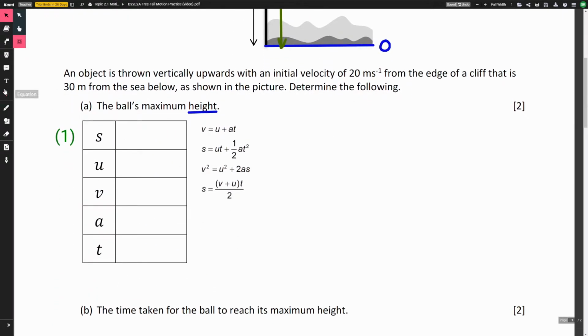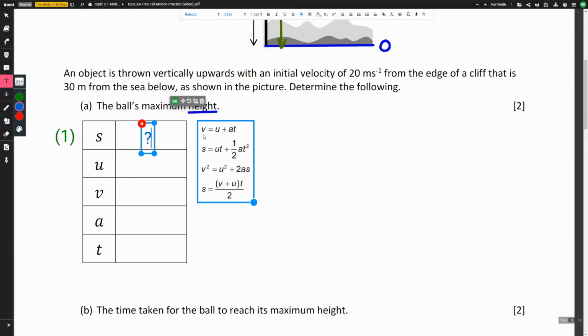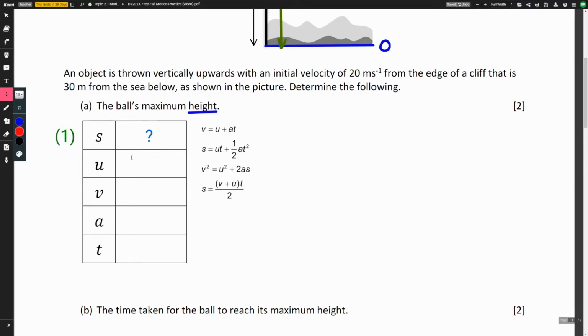Now we're going to start plugging numbers into our table. We don't know what the displacement is, because that's what it's asking us to find. We do know the initial velocity, which was given to us: 20 meters per second. It did not tell us what the final velocity was, and it also didn't tell us what the acceleration is. And it definitely doesn't mention the time. So you might think we're stuck.